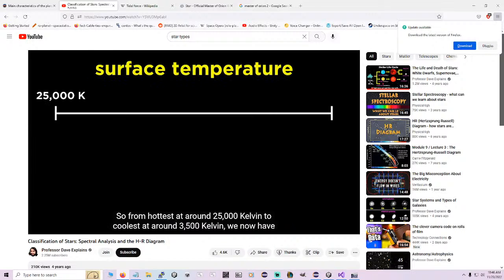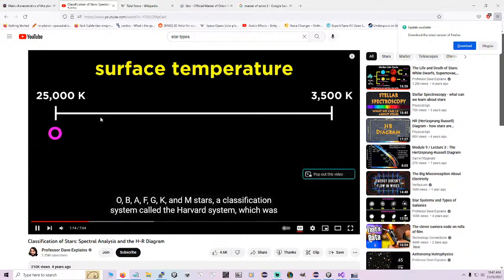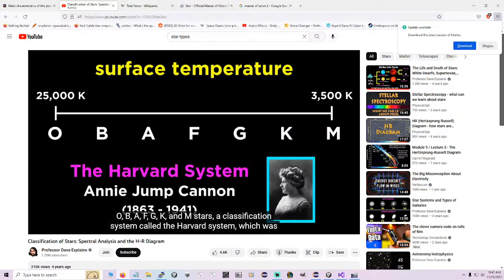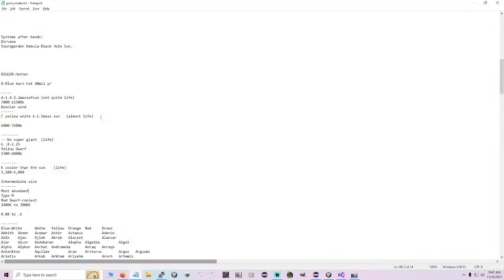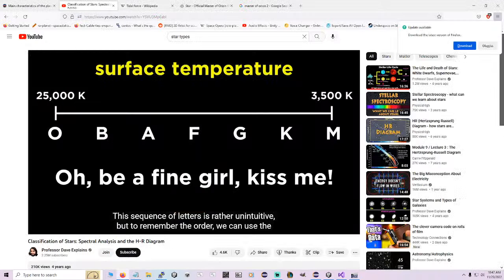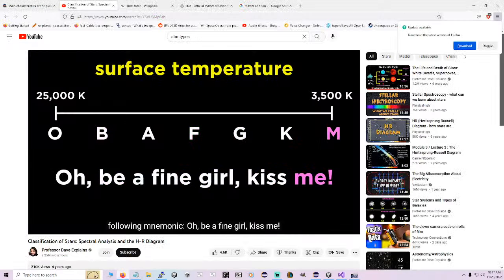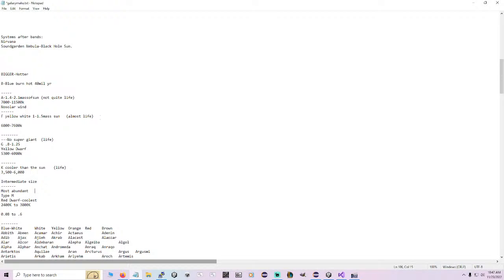So from hottest at around 25,000 Kelvin to coolest at around 3,500 Kelvin, we now have O, B, A, F, G, K, and M stars, a classification system called the Harvard system, which was developed by early astronomers. This sequence of letters is rather intuitive, but to remember the order, we can use the following mnemonic. Oh, be a fine girl, kiss me. Feel free to replace girl with guy, depending on your persuasion.